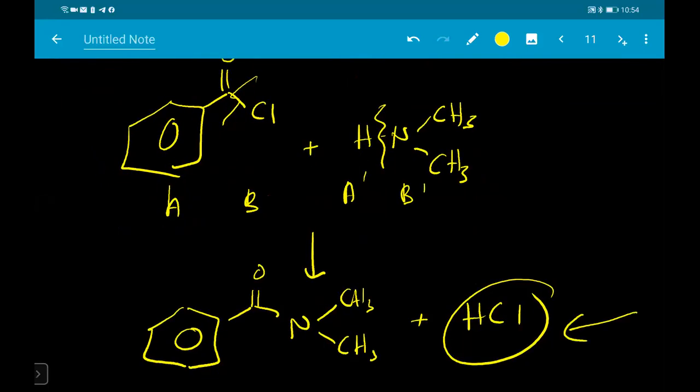If you are using the same compound, you will notice that the side product is the same. If we use carboxylic acid, the side product is water. Using acid chloride, the side product is HCl. Using anhydride, the side product is carboxylic acid. Using amide, the side product is ammonia. Basically, that's the idea of nucleophilic substitution.